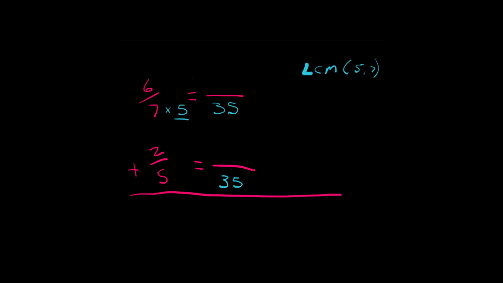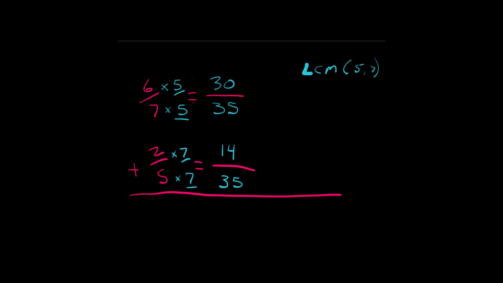5. Whatever we do to the bottom, we have to do to the top. So they both have to be multiplied by 5 to keep it equivalent or keep it the same amount. So 6 times 5 is 30. Okay, down to the bottom, we say, how do we get from 5 to 35? I just gave you the answer. We multiply by 7. If we did that on the bottom, we're going to have to do it to the numerator at the top. And then 2 times 7 is 14.